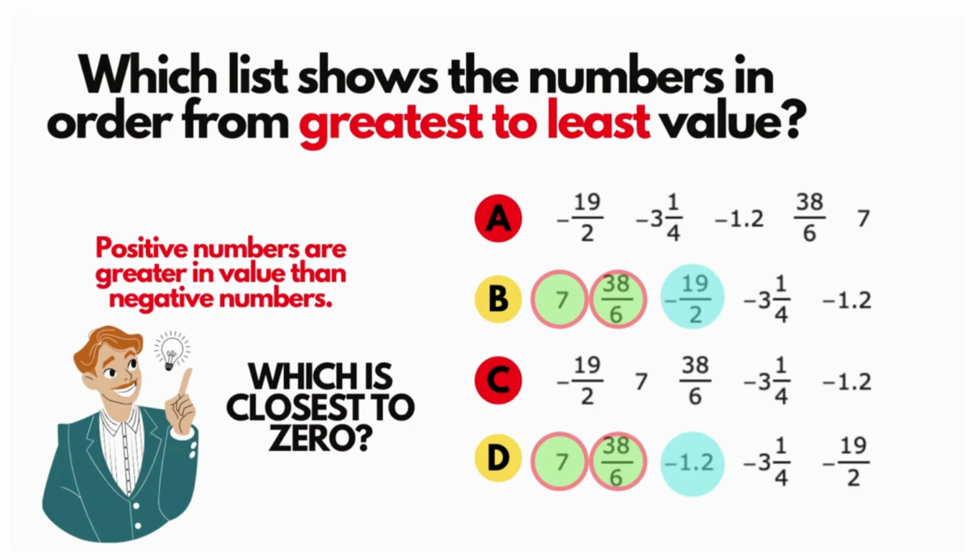Because the negative side of the number system is reflective of the positive, we want to see which one is closest to positive as we're going from greatest to least. Now, negative 19 halves is negative 8.5, and negative 1.2 is obviously negative 1.2. Negative 1.2 is way closer to 0, so that would make D our final answer.